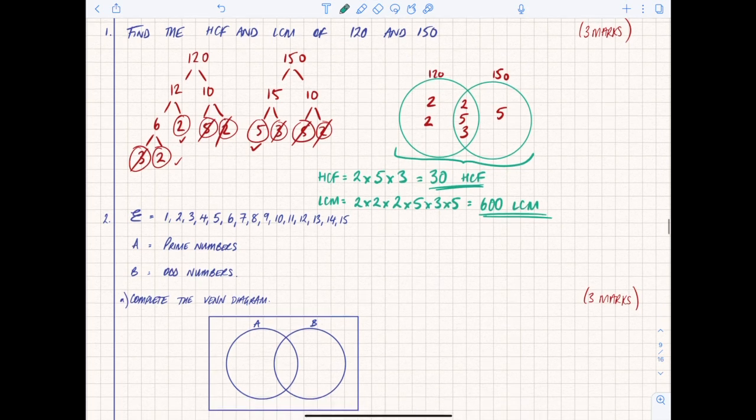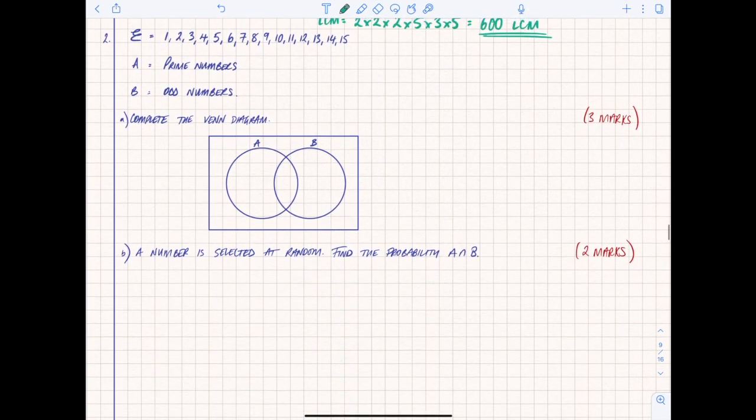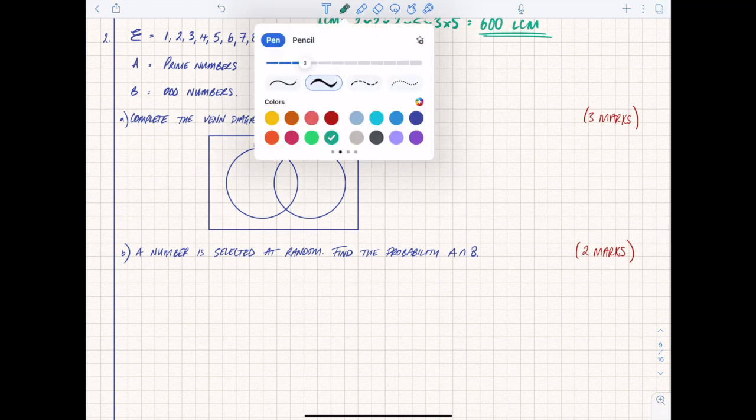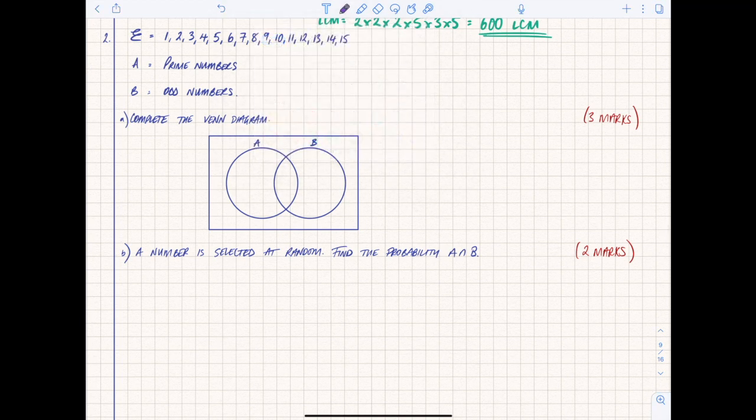Okay, moving on to question 2 now. We're going to look at some Venn diagram stuff. So here in this question, this E at the top here basically just tells you these are all the numbers that need to go in this Venn diagram.